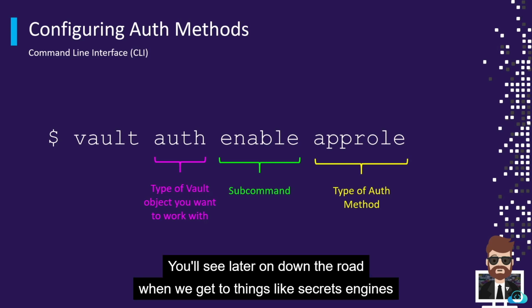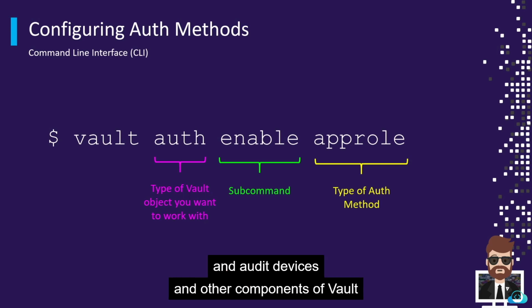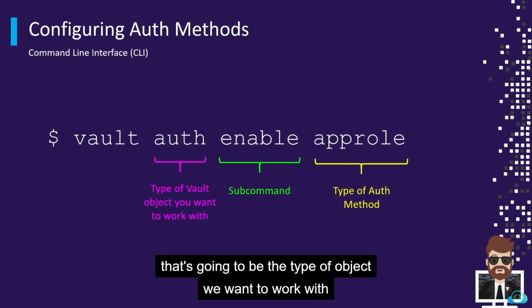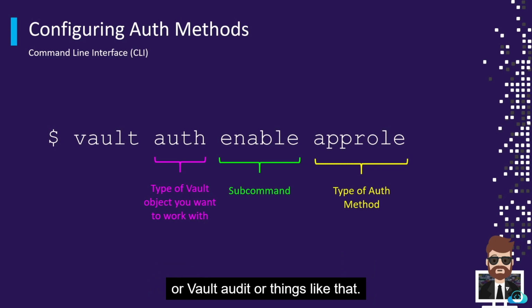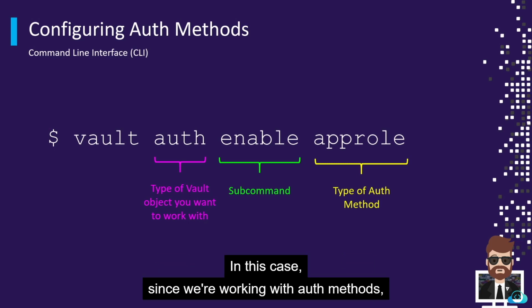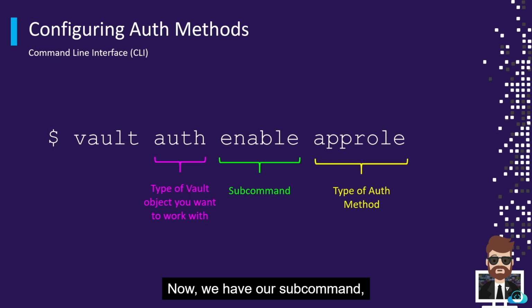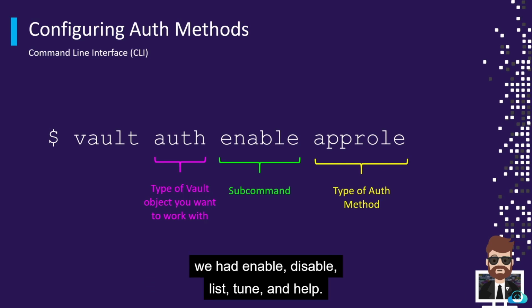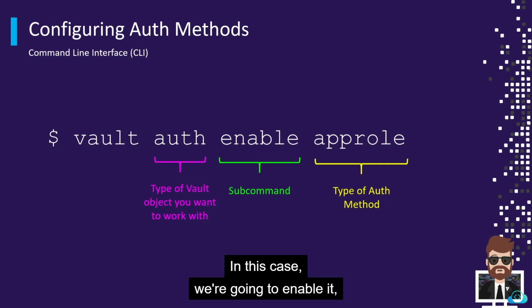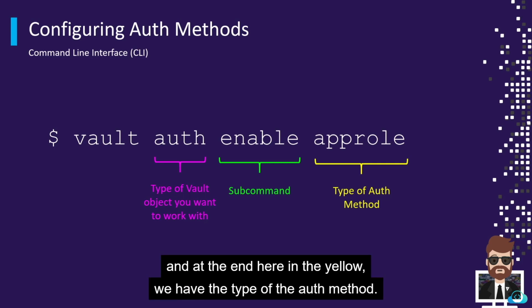You'll see later on down the road, when we get to things like secrets engines and audit devices and other components of Vault, that's going to be the type of object we want to work with as the second part of our command. So later on we may have things like vault secrets or vault audit. In this case, since we're working with auth methods, we're going to say vault auth. Now we have our subcommand. We just saw all those commands a minute ago: enable, disable, list, tune, and help. In this case, we're going to enable it. And at the end here in the yellow, we have the type of the auth method.